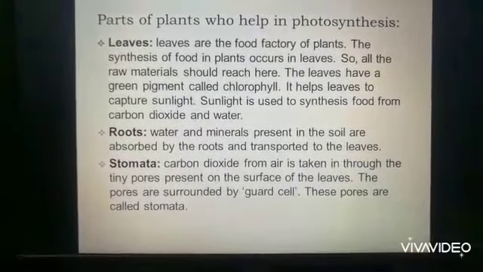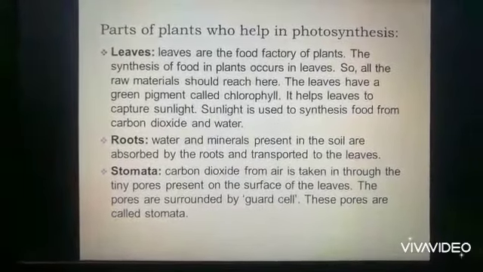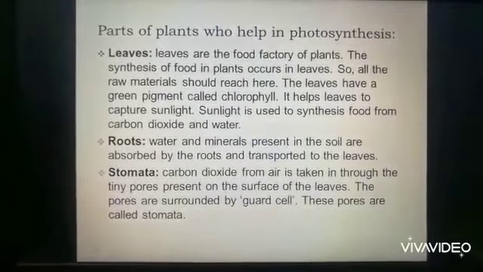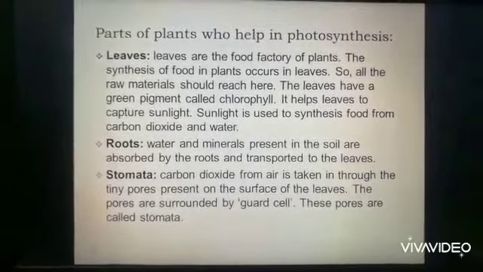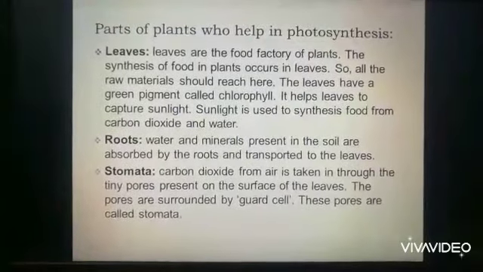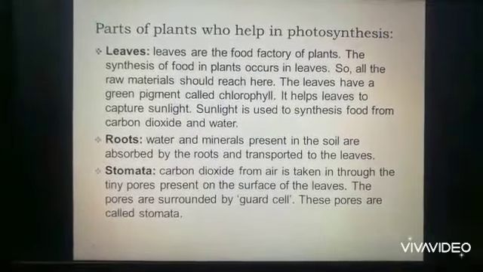Now come to the stomata. Stomata are also part of plants, mainly present in the leaves. Carbon dioxide from the air is taken in through them.